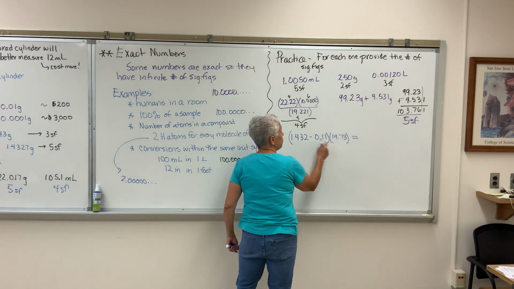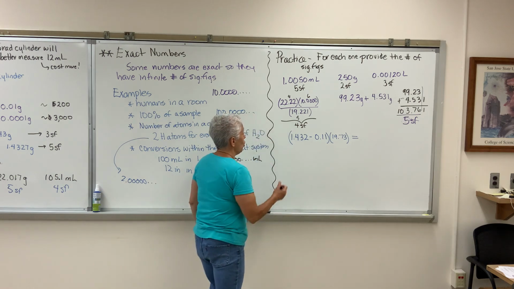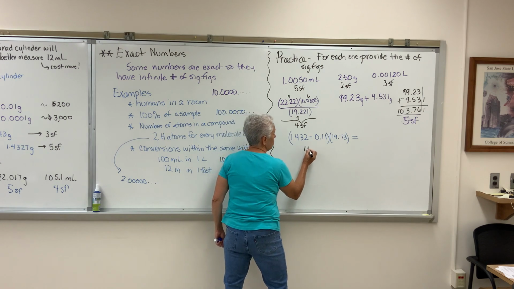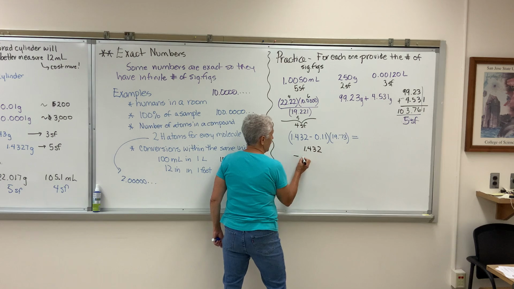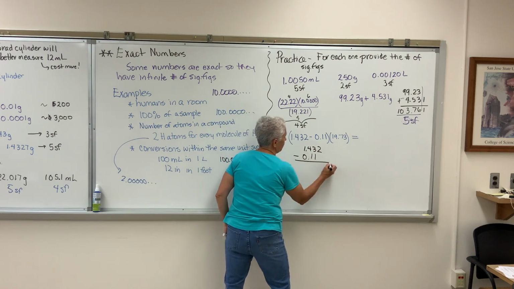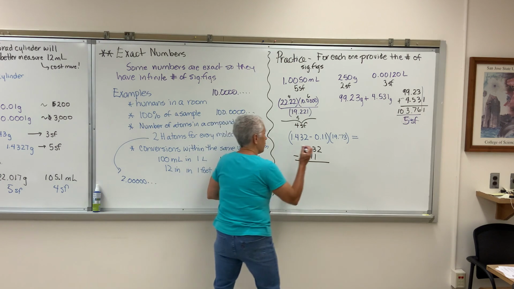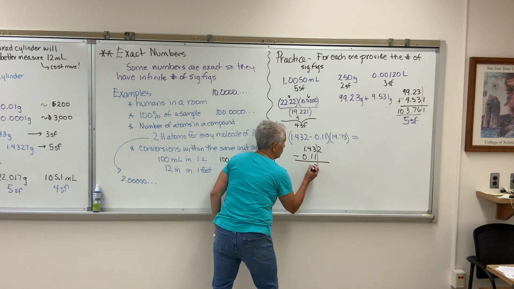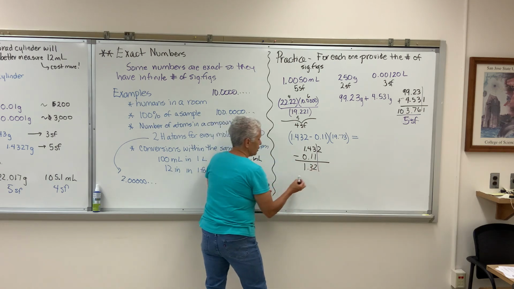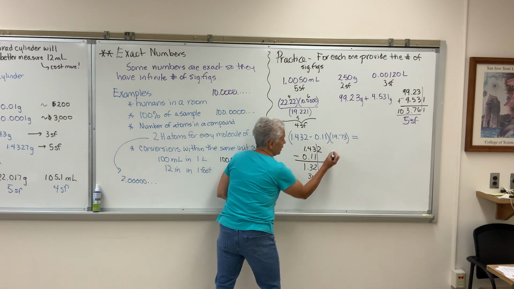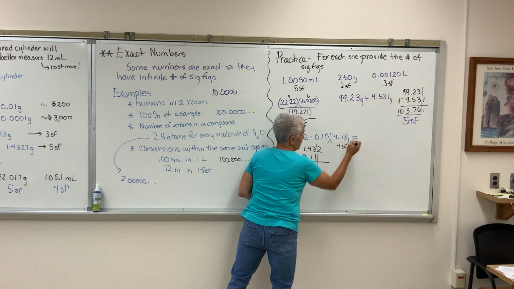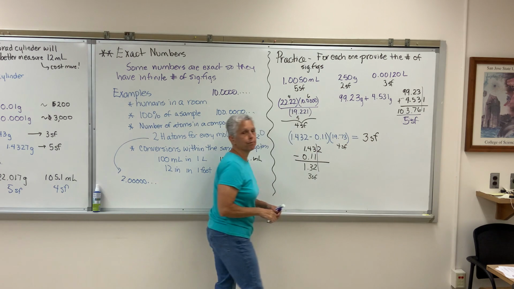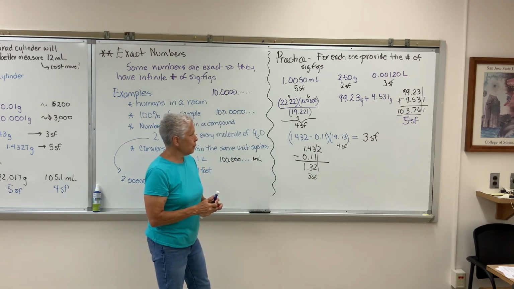Here I am doing 2 operations. Based on the parentheses, I've got to do this operation first. So I go 1.432 minus 0.11. This number is going to be limited by decimal places. I get a 2 and a 3 and a 1. So this has 3 SF, and this has 4 SF. Now it's multiplication, so this gets 3 SF. Okay, we practiced a little.